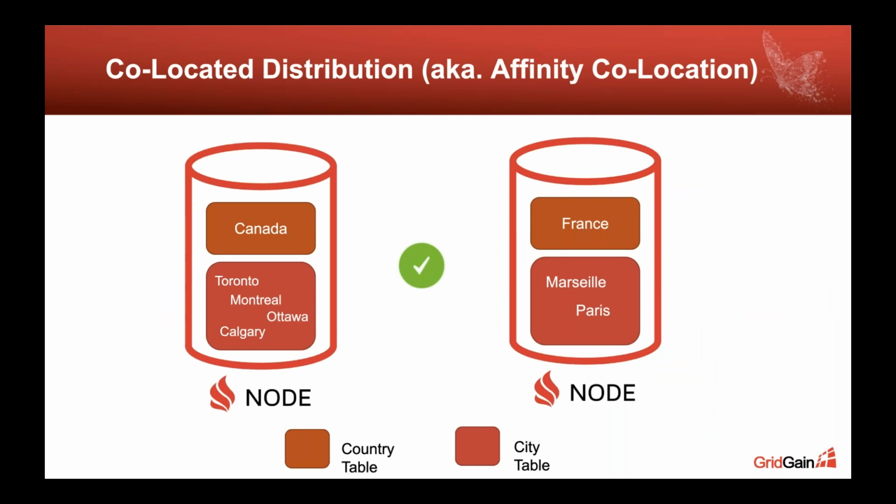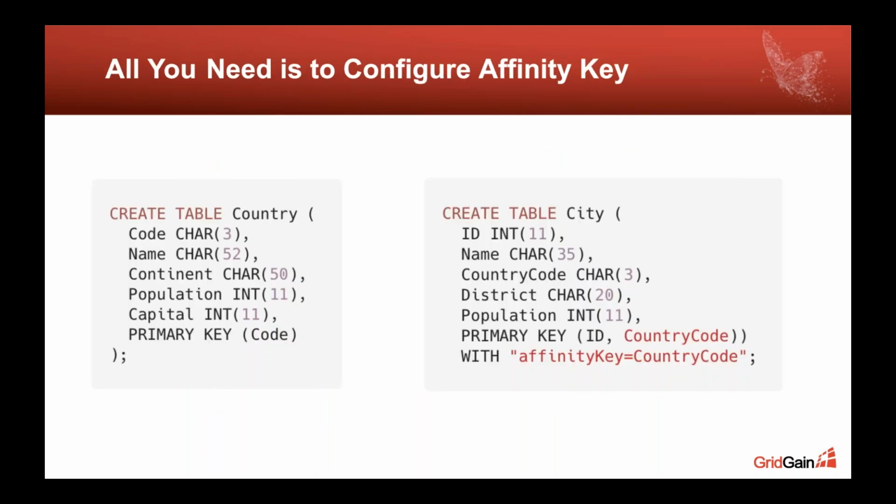And with the data affinity collocation concept in mind, we would like to achieve this state of our cluster. We want all the related data to be stored on the same cluster machine. For instance, right now you can see that all the cities of Canada are located on the same cluster node, and the same is true about the cities of France. What we as application developers need to do is just one small tiny thing. Whenever you will be defining the primary key of your city table, just specify the name of your affinity key, which is the country code in this case.